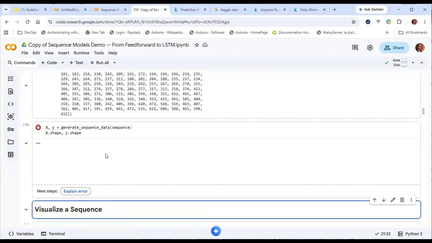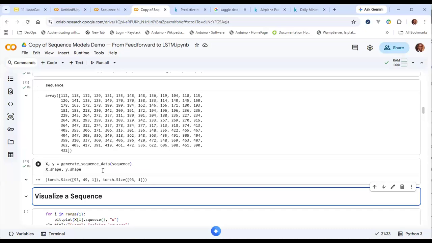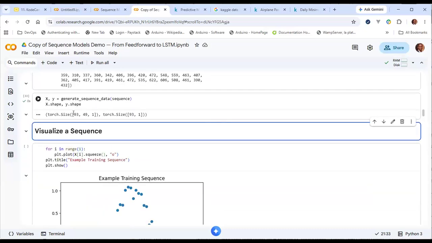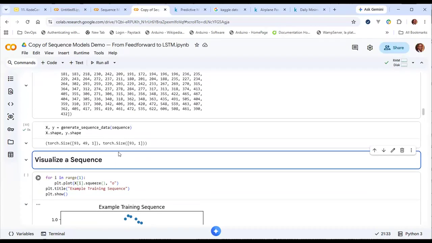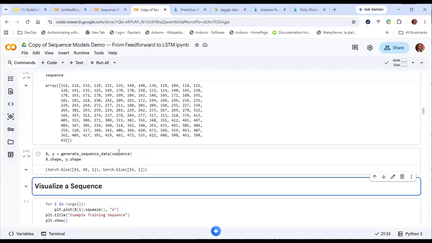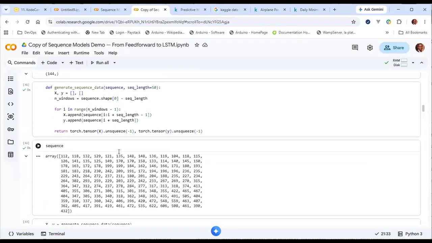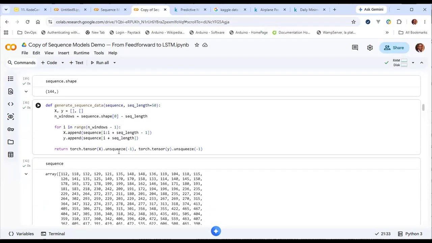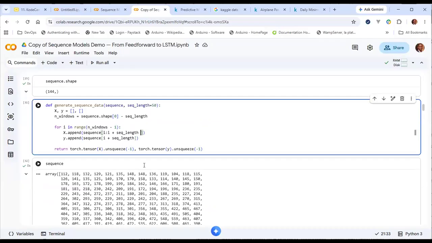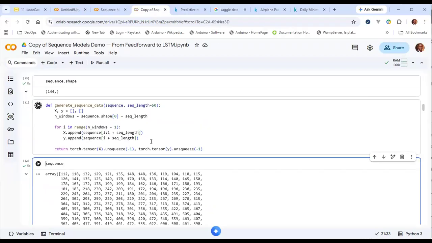So yeah, we now have this. There are just 93 of them. Each of them has a sequence length of 49. Oh yeah, so I should not do minus 1. I shouldn't do minus 1. That's why it gives me 49.